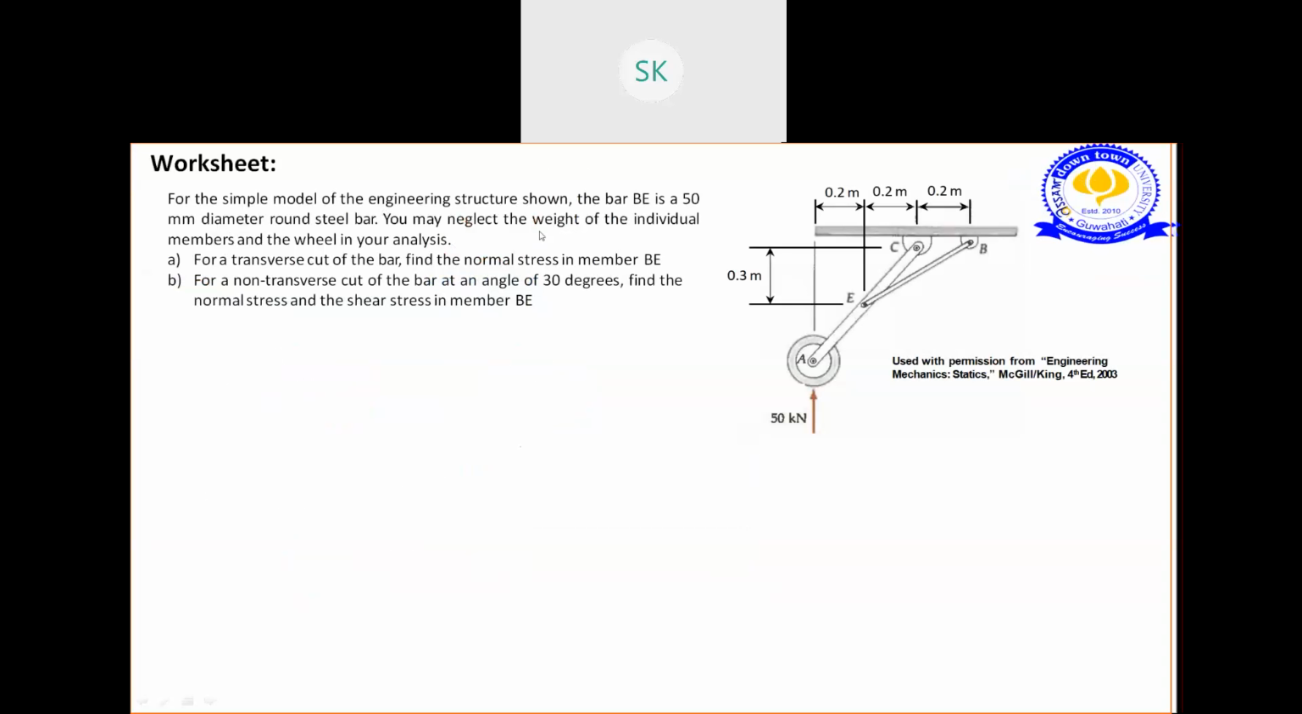What is given here? For a simple model of an engineering structure shown, the bar B is a 50 mm diameter round steel bar. So this is a structure. Neglect all the weight. Just consider this section BE. You have to draw a free body diagram for this BE and find out the reactions.